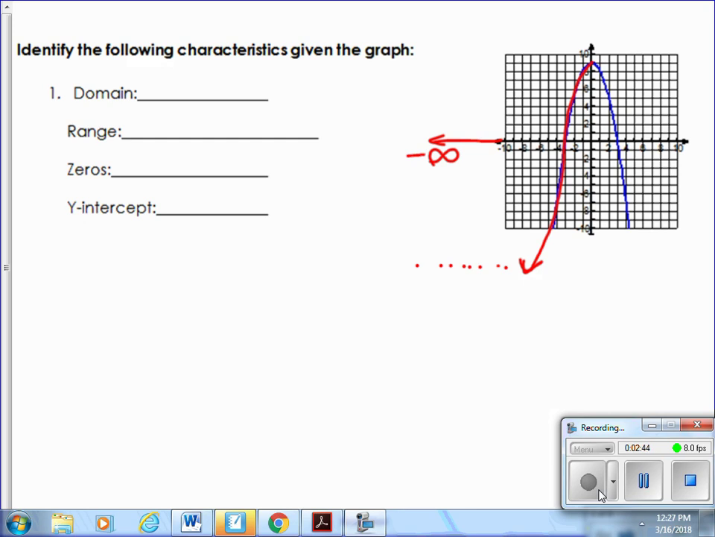So the domain for this one, going to the left, it never stops. Now let's look at the right. As we go out to the right, there's never a value out to the right where this graph is going to stop, where it's going to have an absolute farthest point it's going to reach. So if it keeps going out to the right forever, then we say it goes to positive infinity, because my x values won't ever stop going that way. So the domain for this graph, since it never stops, we would say it goes from negative infinity to positive infinity.